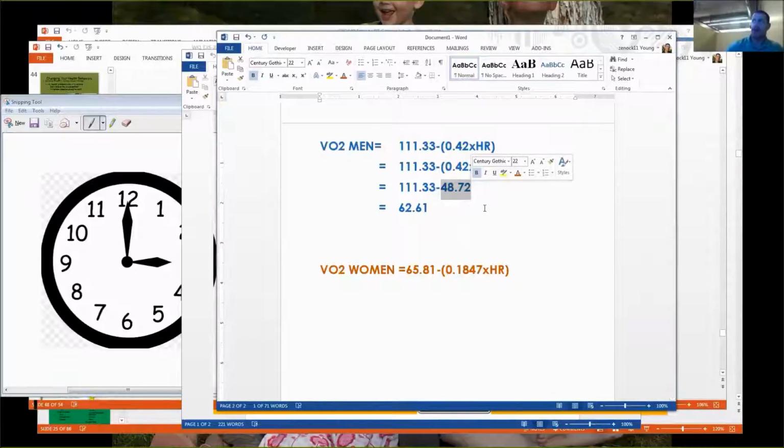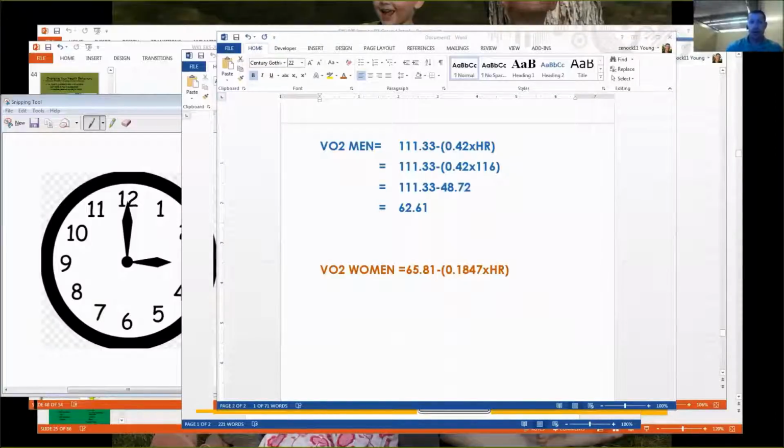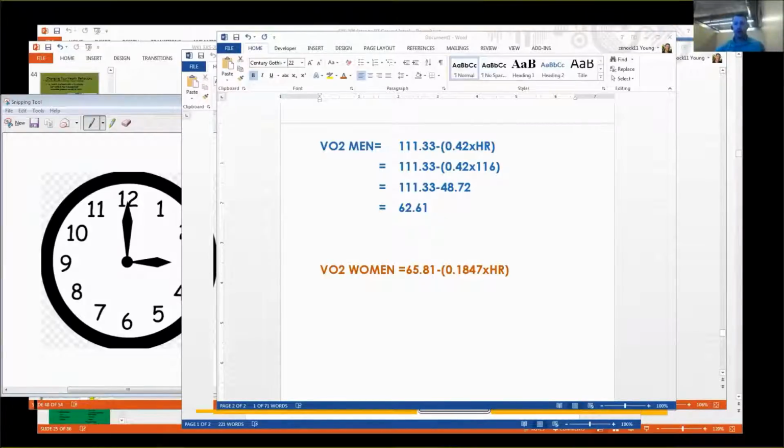And then after that, it's pretty easy math, right? I just subtract that 48.72 from 111.33, and that gives me a VO2 score of 62.61, okay? So go ahead and put your score, your VO2, into the chat box if you feel comfortable.